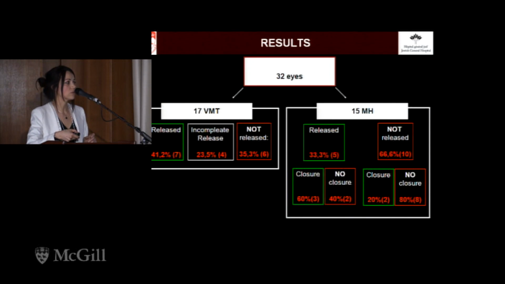When we look at the macular holes, we also have the ones where the vitreous was released and the ones that did not release. In both groups, we have patients that closed and patients whose macular hole didn't close. And also here, we have an interesting group, where the hyaloid was not detached, and in 2 patients, the macular hole closed.